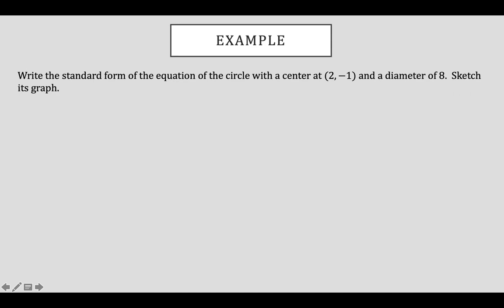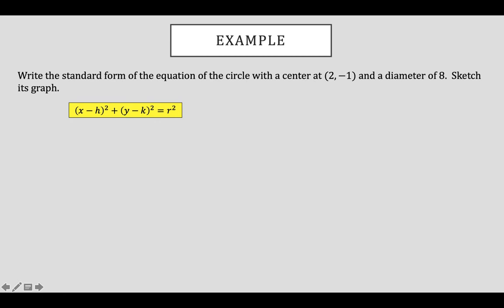Let's get to some examples. Write the standard form of the equation of a circle with a center at (2, −1) and a diameter of 8. Sketch its graph. Now, anytime you are doing a problem that involves some sort of formula or standard form of an equation, it's always helpful to write down that formula first.